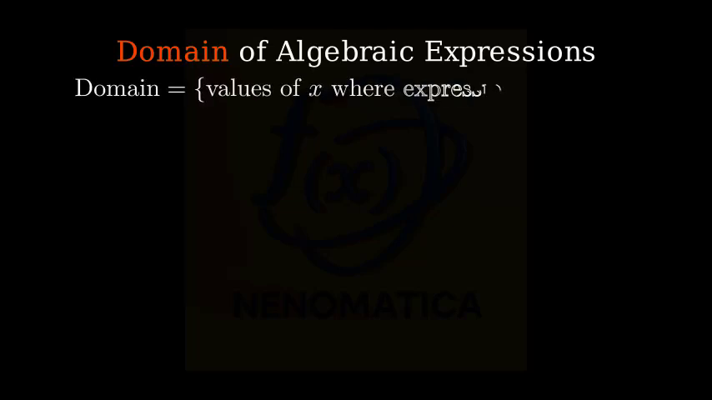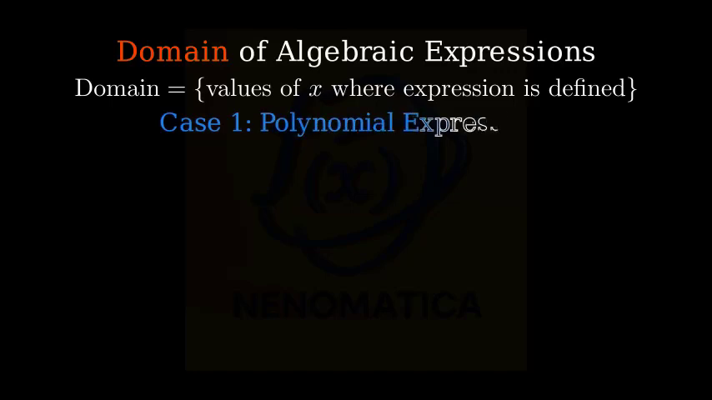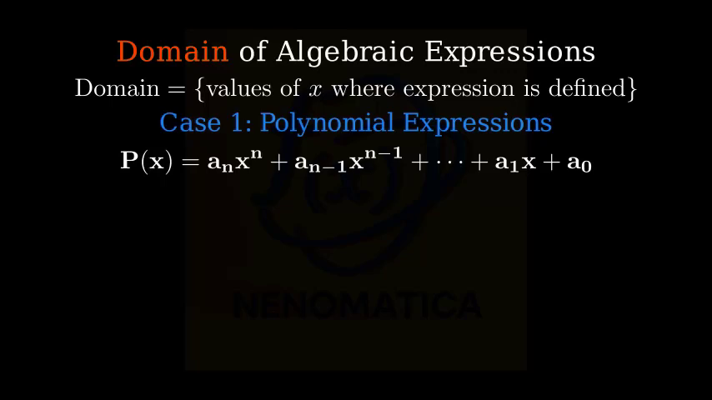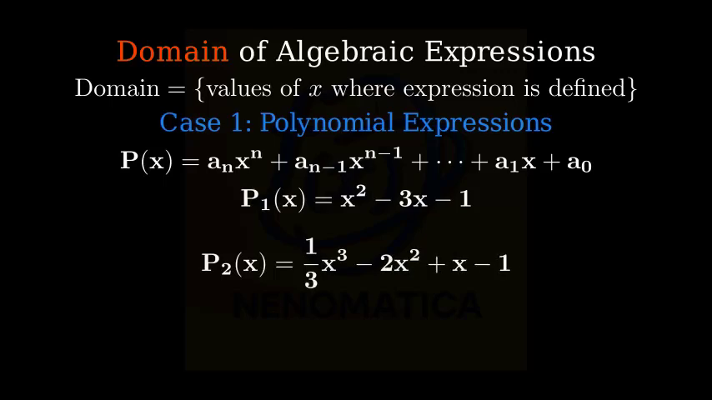Let's start with a formal definition. The domain of an algebraic expression is the set of all values that the variable can take without making the expression undefined. Now, let's examine the first case, polynomial expressions. A polynomial is an expression that consists of variables and coefficients, involving only the operations of addition, subtraction, multiplication, and non-negative integer exponents. Examples of polynomials include expressions like x squared minus 3x minus 1, or 1/3 x cubed minus 2x squared plus x minus 1.